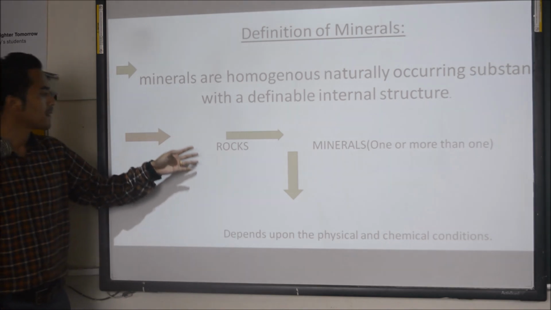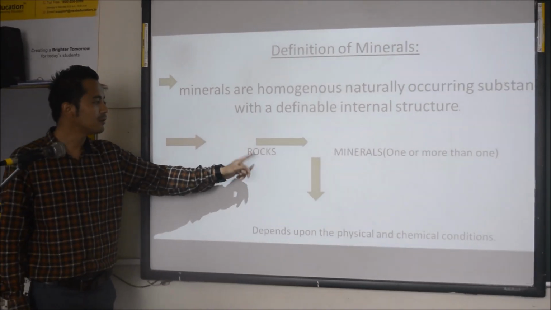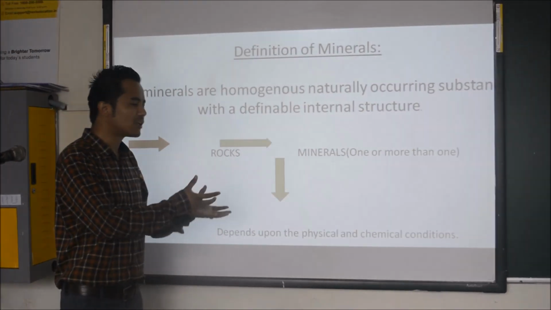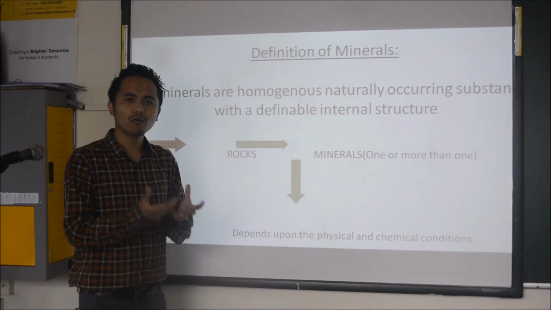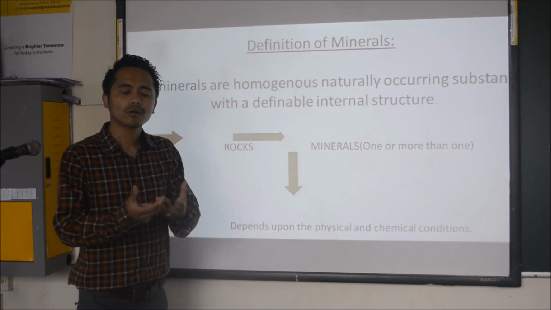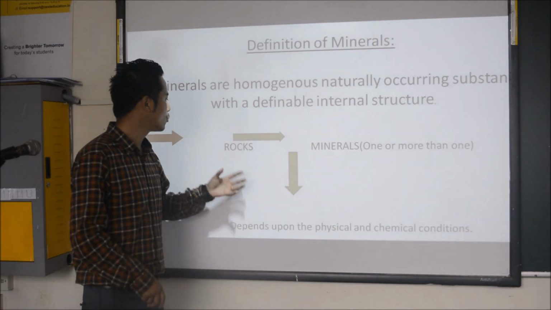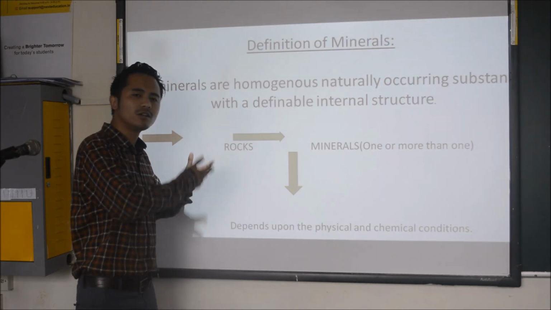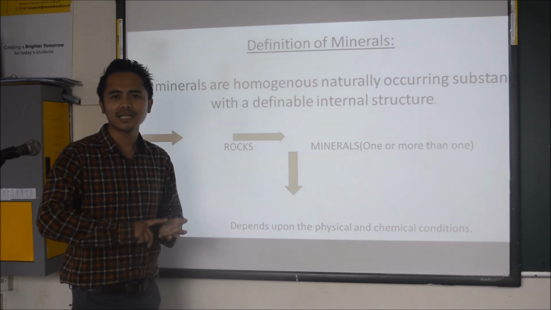Okay, now minerals are found in rocks. Minerals are found in rocks. It's not that one rock contains only one mineral, or in one rock, only one mineral can occur. In one rock, one or more minerals can occur. Alright? And when we talk about rocks where minerals occur, we are talking about igneous rocks, metamorphic rocks, or sedimentary rocks.